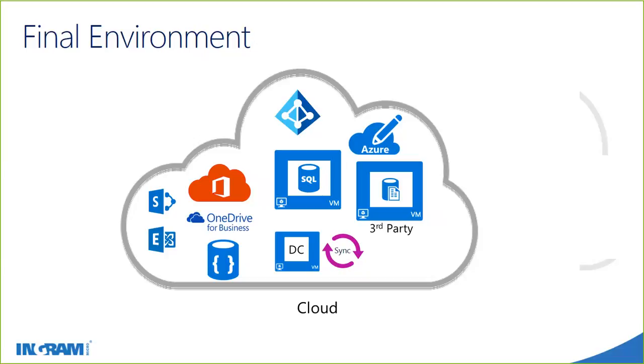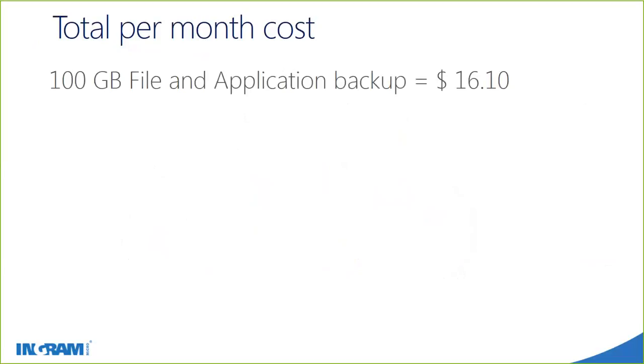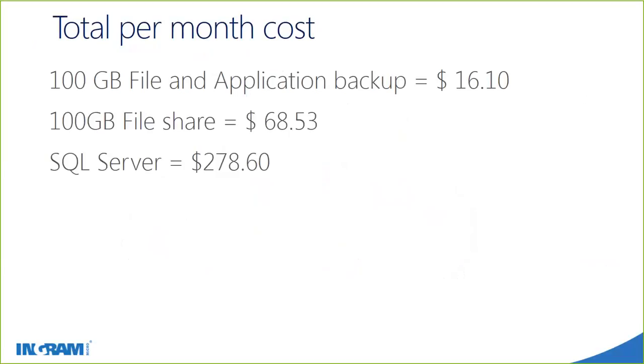So if we drill down into our monthly cost, again, this is a very, very rough estimate of what we've got here. You'll see we've got our 100 gig of file and application backup, so we can back up our files and our applications. That's going to cost us about $16. A 100 gig file share is about $68. An SQL server, that we would license ourselves, about $280. A third-party server that we are going to run for not the complete month, maybe 80% of our month, is going to cost us $225.